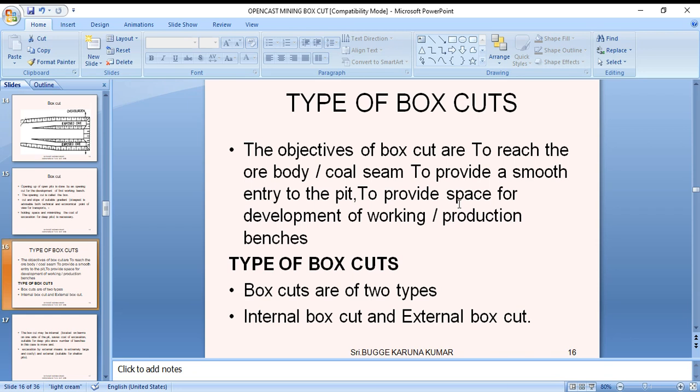These are the two types. One is the internal box cut and the other is the external box cut, depending upon the entry. If it is outside of the ore zone, it's called external. If it is inside the part of the ore deposits, it is called the internal box cut.